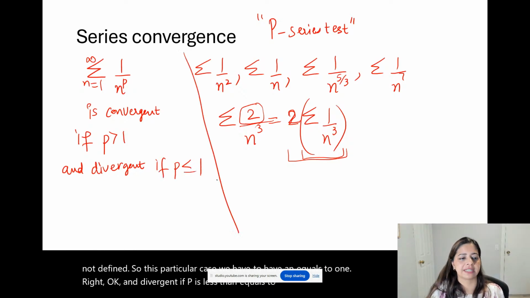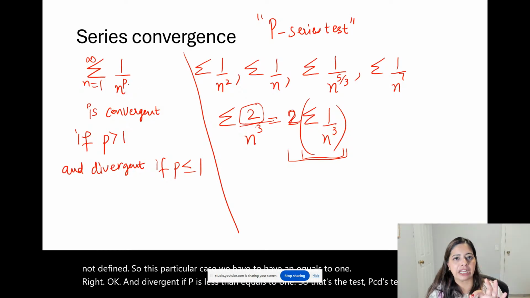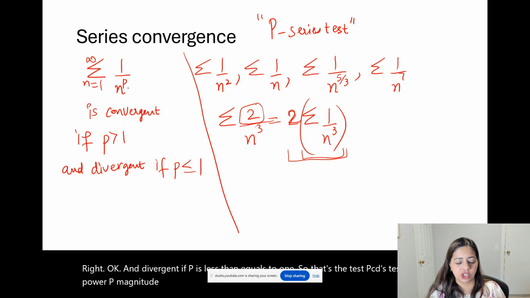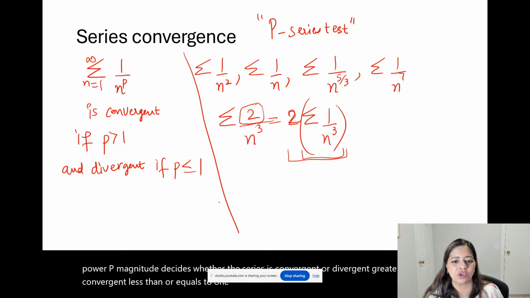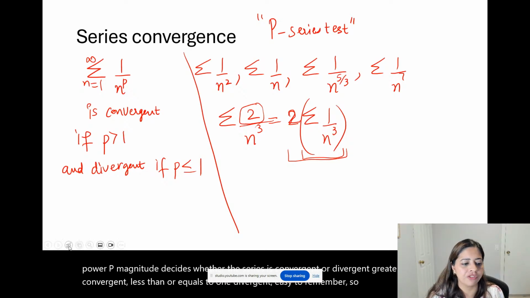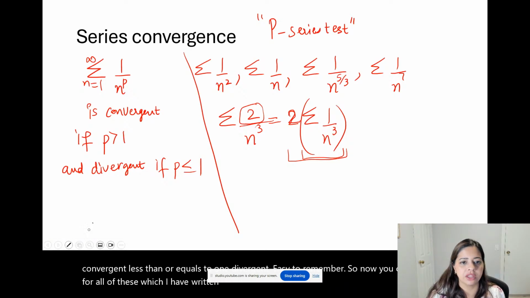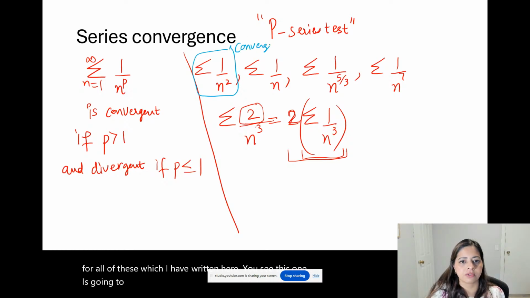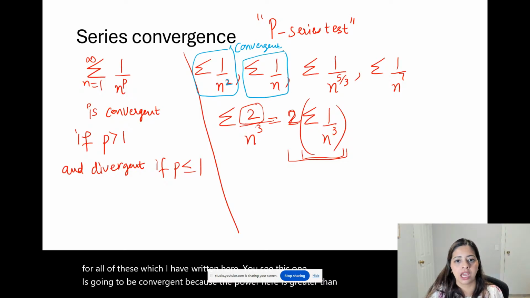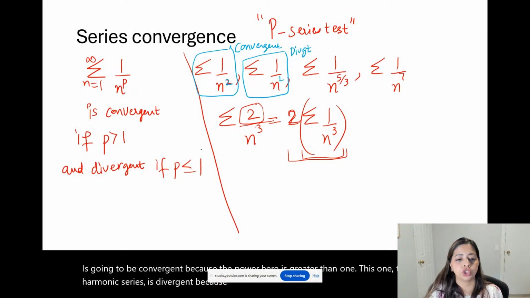So that's the test, the P series test, that the power p magnitude decides whether the series is convergent or divergent. Greater than 1, convergent; less than or equal to 1, divergent. Easy to remember. So now you can answer for all of these which I've written here. You see this one is going to be convergent because the power here is greater than 1. This one, the harmonic series, is divergent because the power is equal to 1. Equal to 1, it diverges.